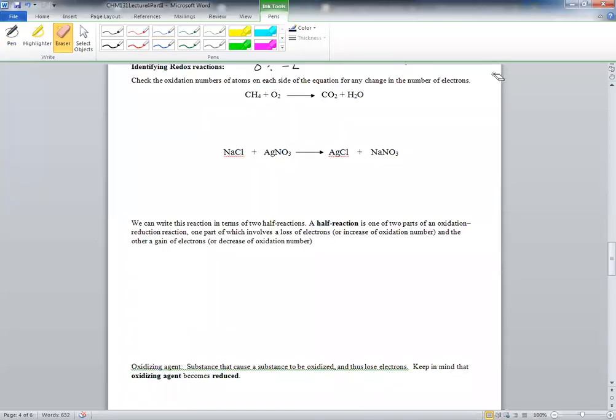We have plenty of reactions in chemistry. The question is, which reactions count as oxidation reactions, oxidation reduction reactions, redox reactions?